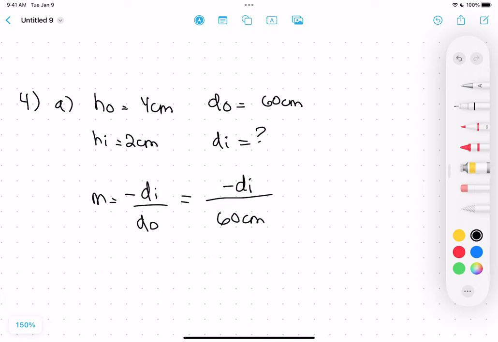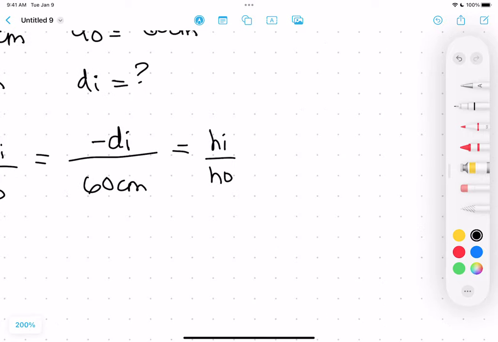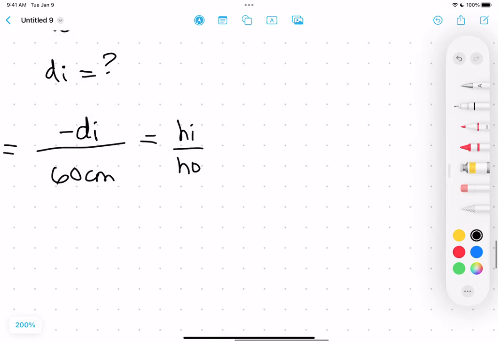Now, for magnification, there's a second equation that we could use. We don't know what d_i is, that's what we're trying to figure out, but how can we figure out the magnification as well? Exactly. We have the height of the image over the height of the object. The height of the image is 2 centimeters, and the height of the object is 4 centimeters. So that's a magnification of 0.5, which makes sense because the image is smaller than the object, so it should be magnified downwards, or smaller, basically.